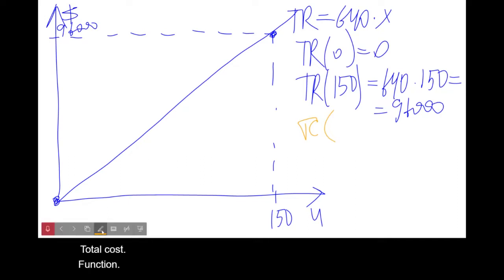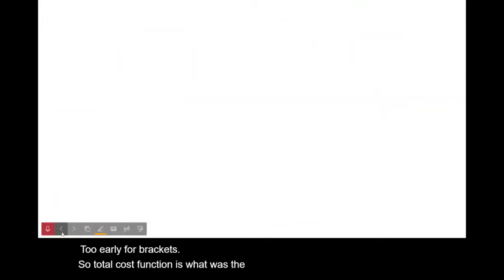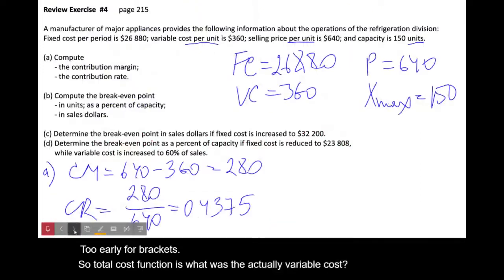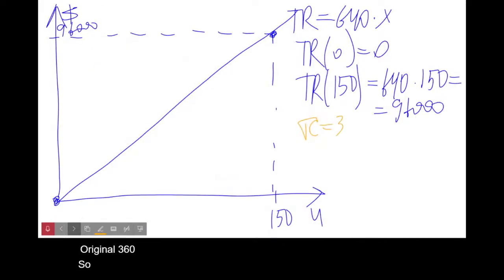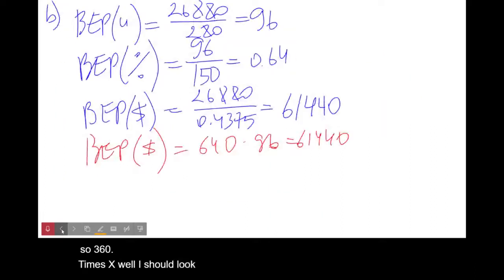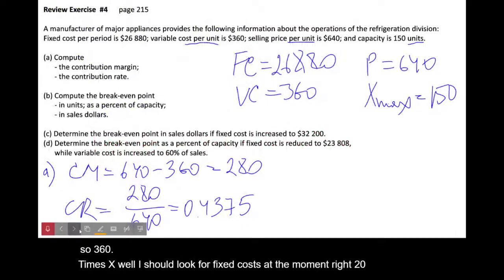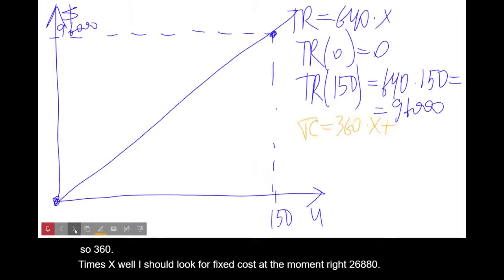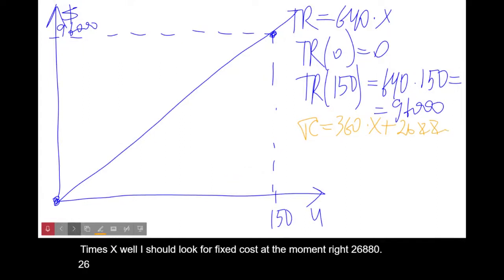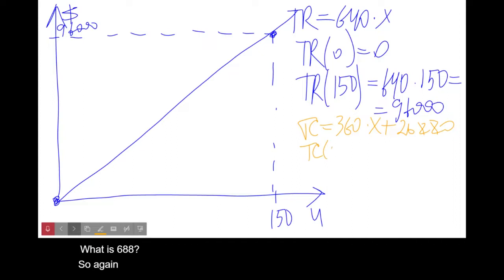Now let's see the total cost function. Too early for brackets. So total cost function: what was the variable cost? Original 360. So 360 times X plus fixed costs at the moment, right? 26,880. So again, we have 2 points.